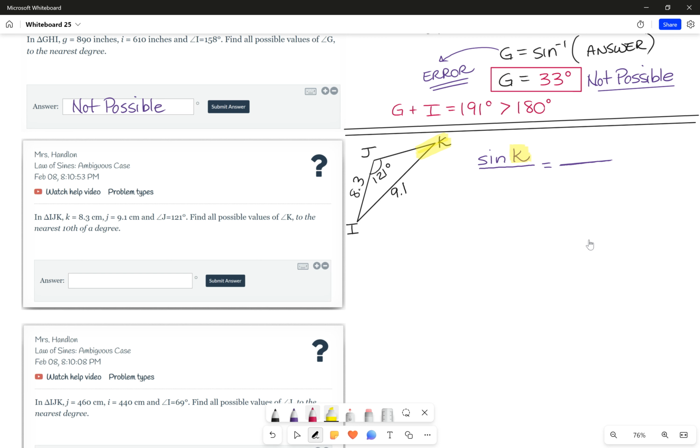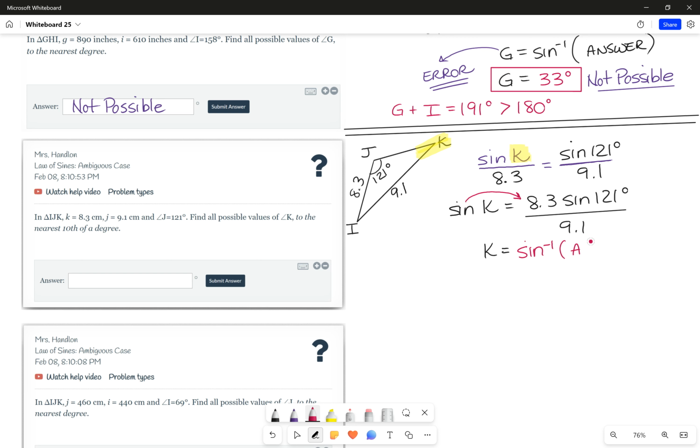So the sine of K over lowercase k. Lowercase k is across from angle K, so that's going to be 8.3. And then the sine of an angle and the paired sides. The only ones that have a paired angle and side is that one right there. So let's write sine of 121 degrees over 9.1. We're going to do the cross multiplication again. So sine of angle K equals 8.3 times the sine of 121 degrees all over 9.1. And yes, you guessed it, we're going to find K by taking the sine inverse of our entire previous answer.